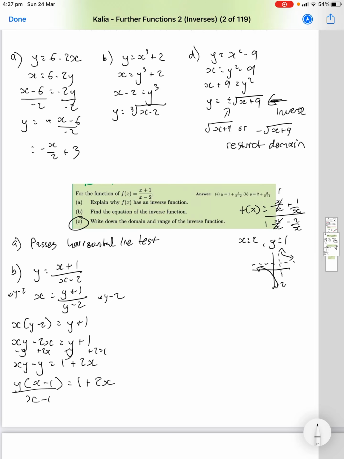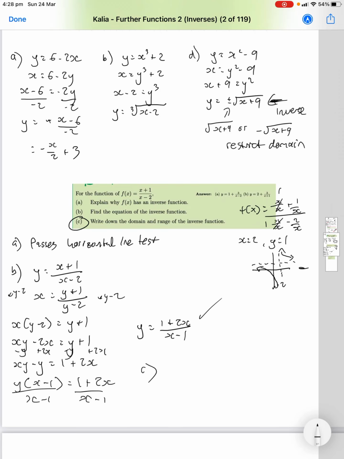Divide both sides by x minus 1. And there we have it. That's the equation of my inverse, done. Write the domain and range of the inverse function. Let's go back to my original here.